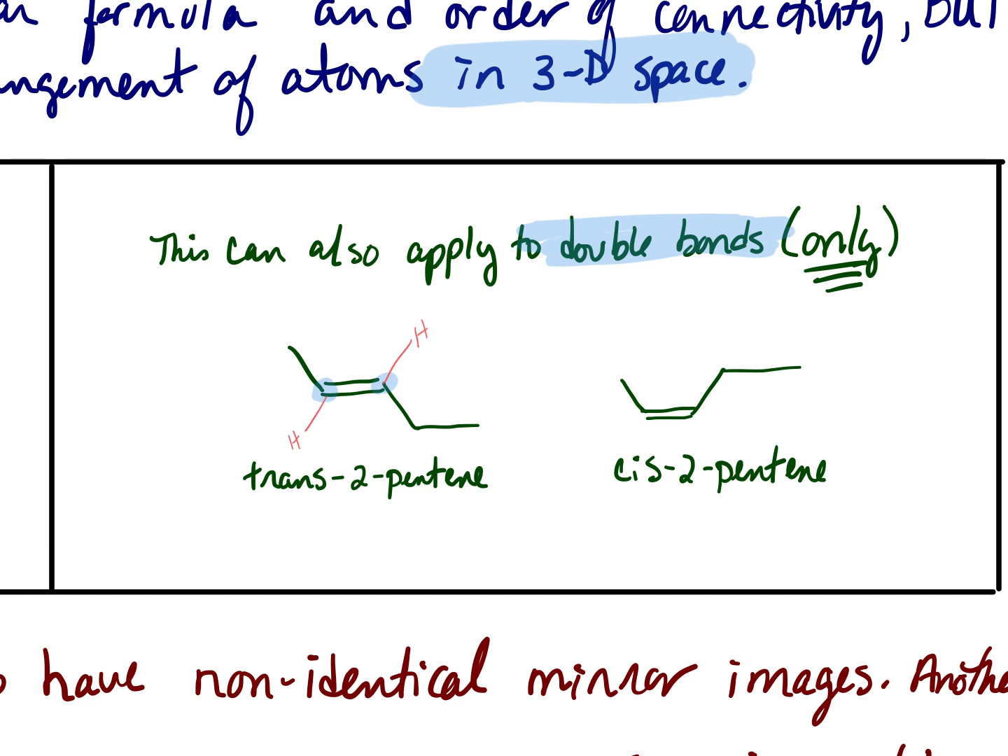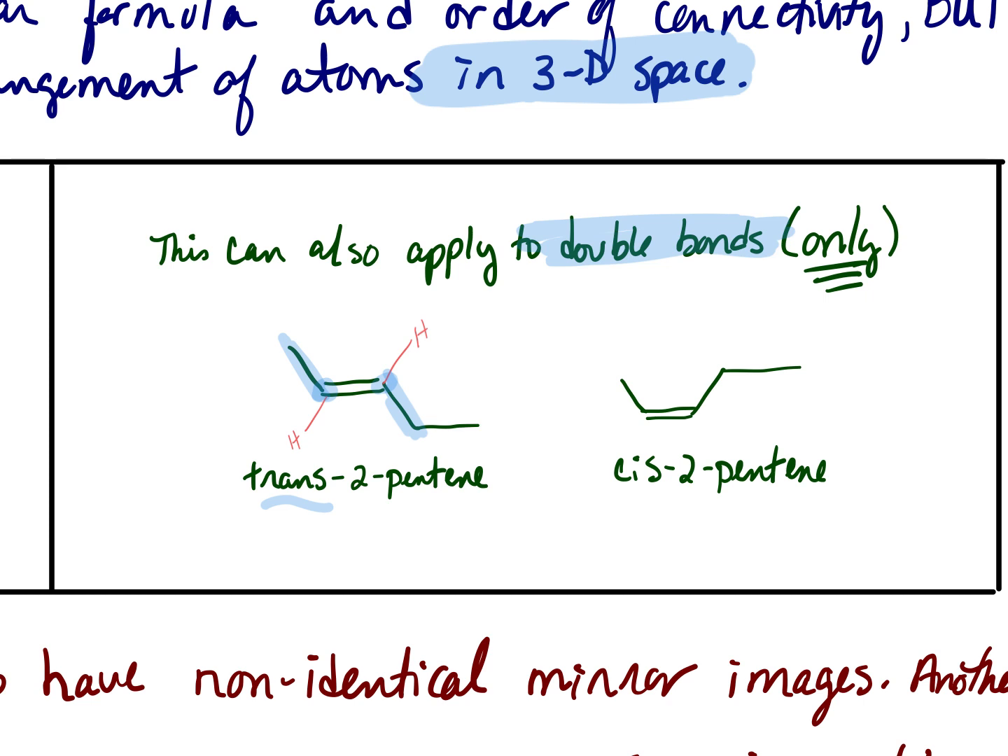It cannot rotate. Unlike single bonds, which can rotate and spin, this double bond cannot rotate because it's locked into position. And that's the reason why when it comes to double bonds, we can also designate cis and trans configurations. So what that's saying is that this CH3 and this CH3 are on opposite sides of that double bond, and that's why we would call this trans, okay?